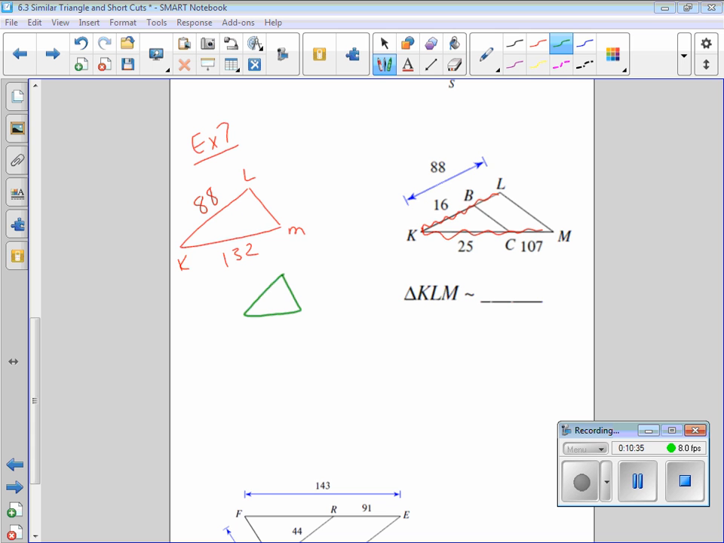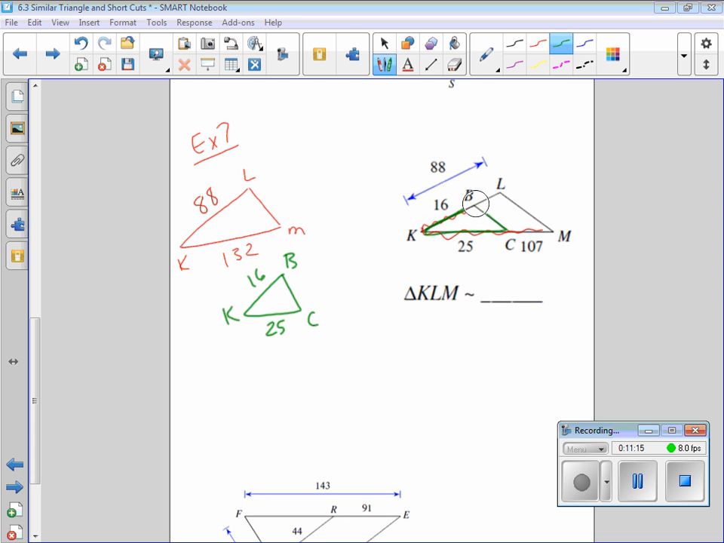Now let's look at the smaller triangle, which is represented right here with this green. So we have K, B, and C, and this side's 25, 16, and then some unknown. All right. So now, it would have been nice if we had all three sides for this triangle, but we don't. So what are we going to do? Well, here's what I do know: I'm not going to be able to use side, side, side similarity. That's what I wanted, but in this problem, I don't have all three sides.